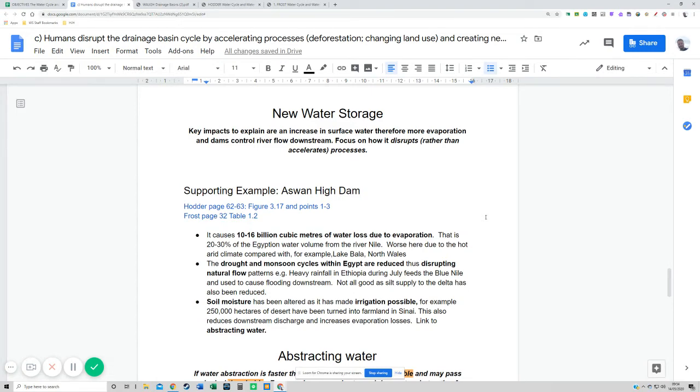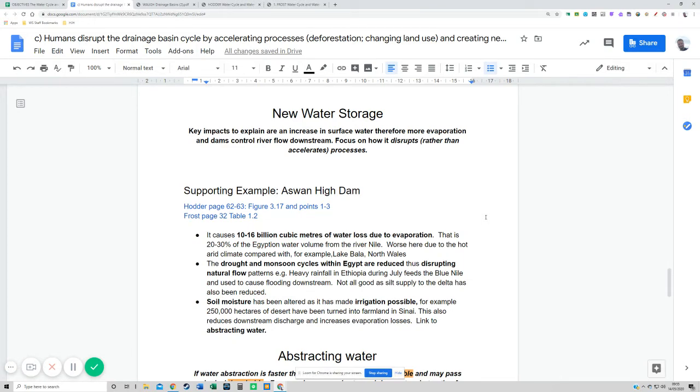But unfortunately, at the same time, that can disrupt the cycles because, for example, if you create a huge lake, when the sun shines on that, you're going to get huge amounts of evaporation. The Aswan High Dam is a really good example of that. And it's a good example to use because you need to look at conflicts later with dams along the River Nile. So that's not a bad one to use for that as well. So it's good to get to know that one.